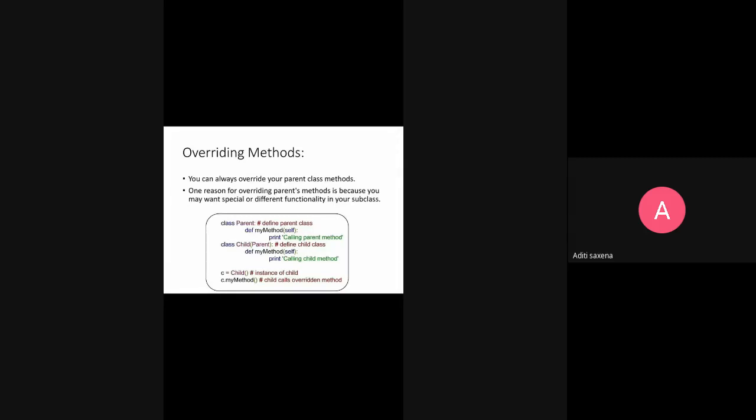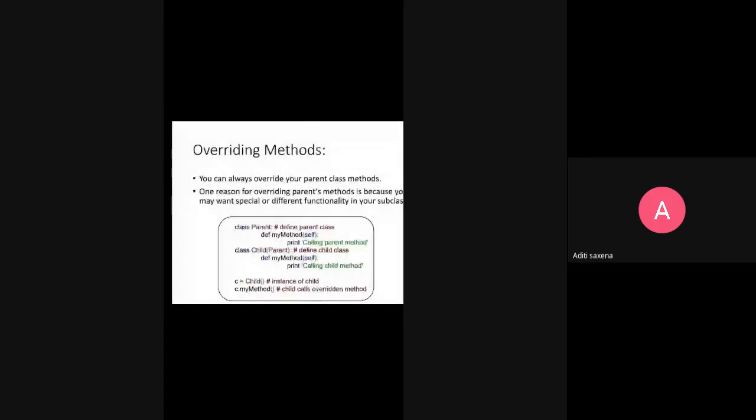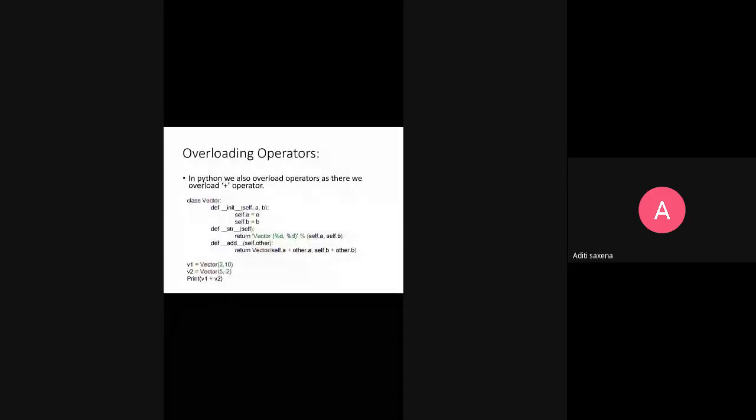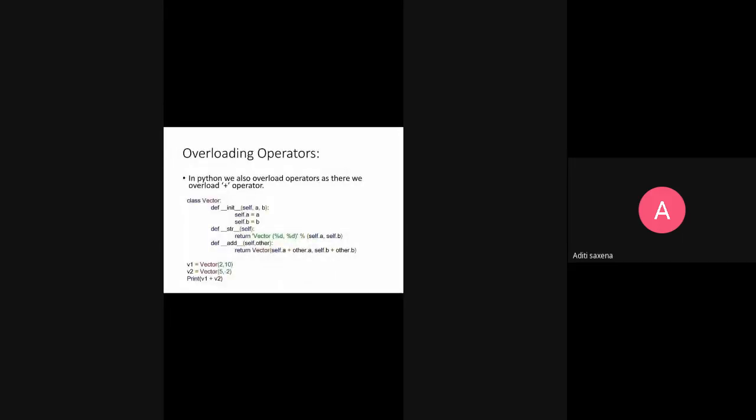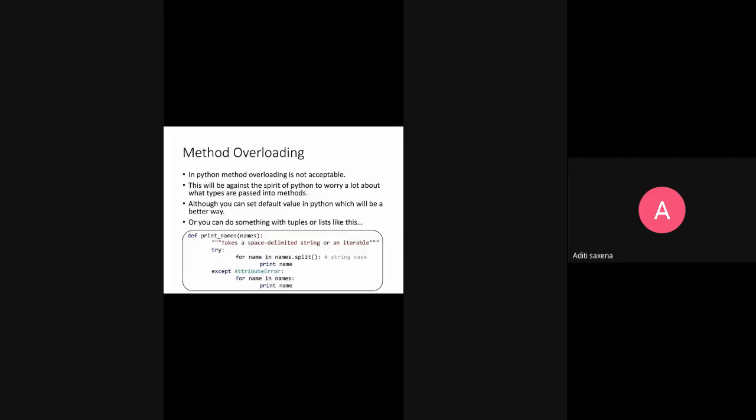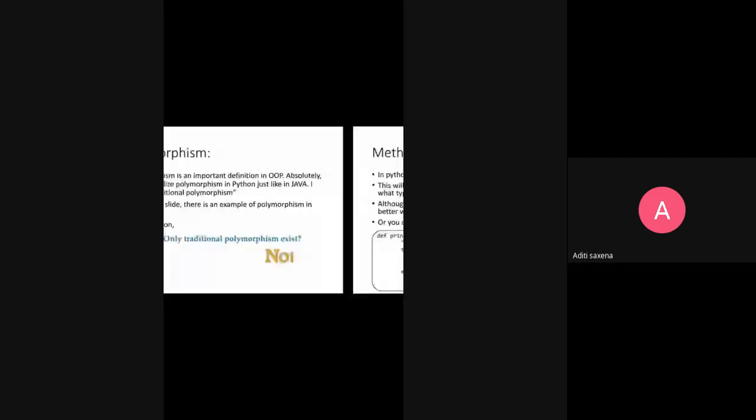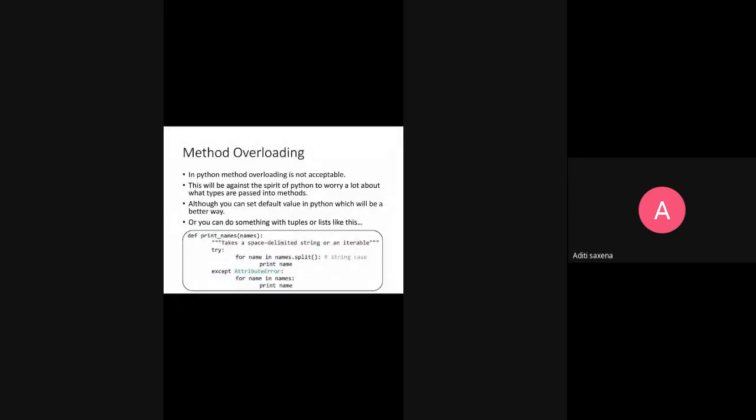So this is an example: def my method is self. In a parent class, the method is calling parent method, and in the child class we have calling child method. So if I call my method, the method that is inside the child class will execute. And then overloading of operators, that I will tell you later. Method overloading is also something like using methods.